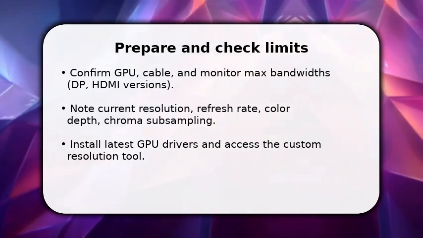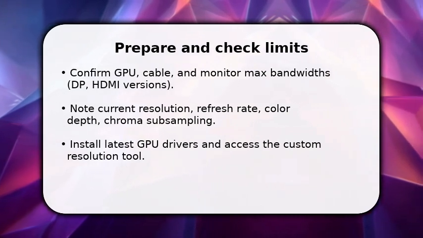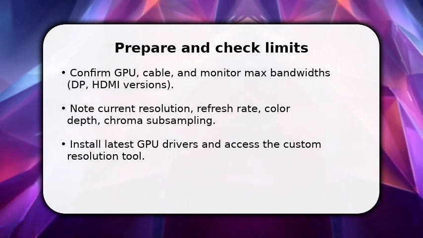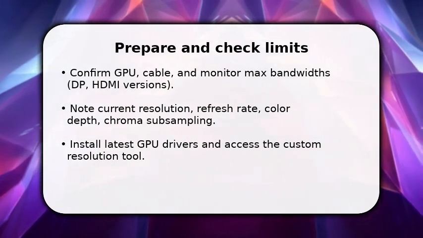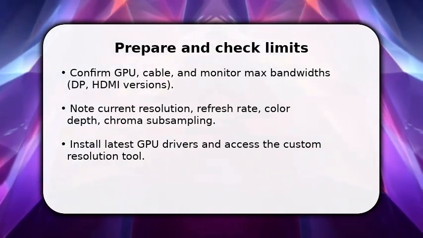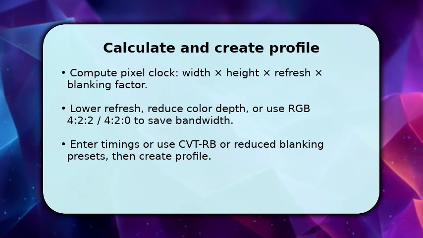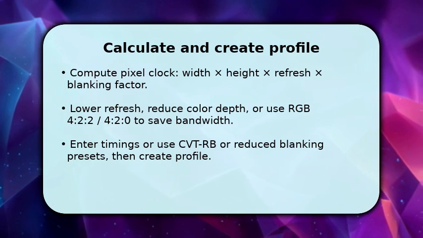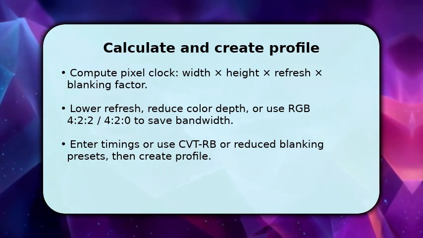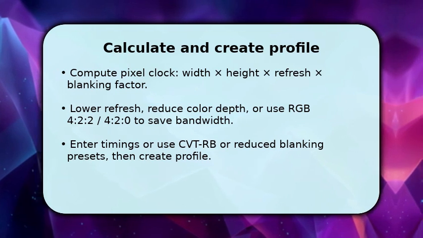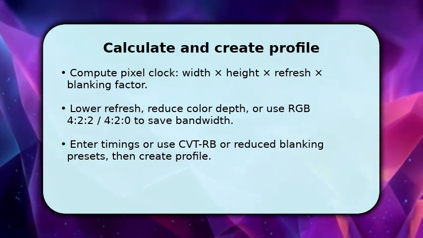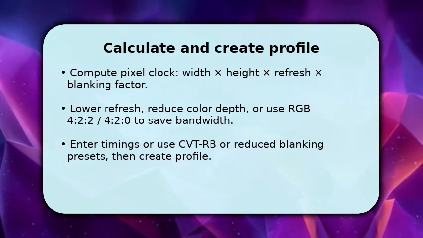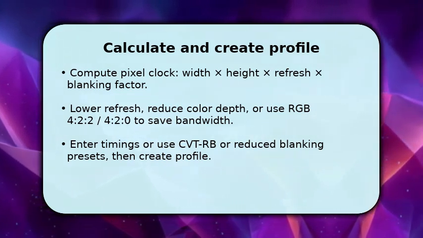You're reducing variables. Now that prerequisites are checked, proceed to calculate the target pixel clock and plan a slightly lower refresh rate if bandwidth is tight. You now calculate the required pixel clock and compare it to your available bandwidth. Width times height times refresh rate with a blanking margin gives a close estimate. Once calculated, decide which parameter to relax: drop refresh rate, reduce color depth from 10-bit to 8-bit, or choose chroma subsampling like 422 to cut throughput.